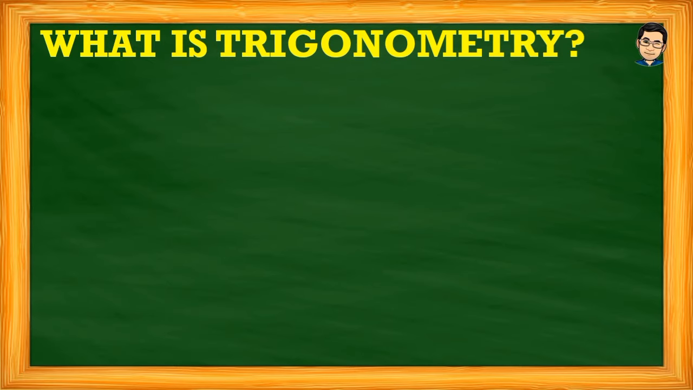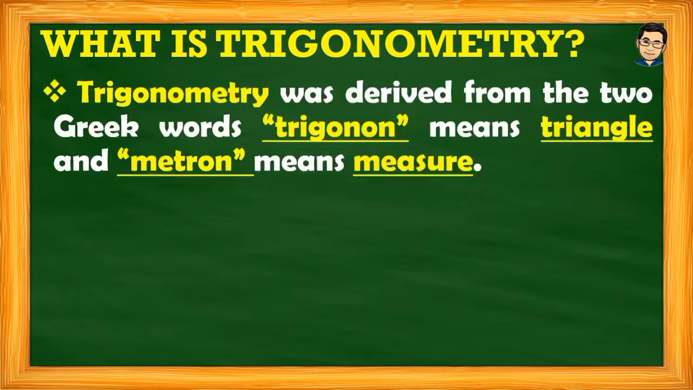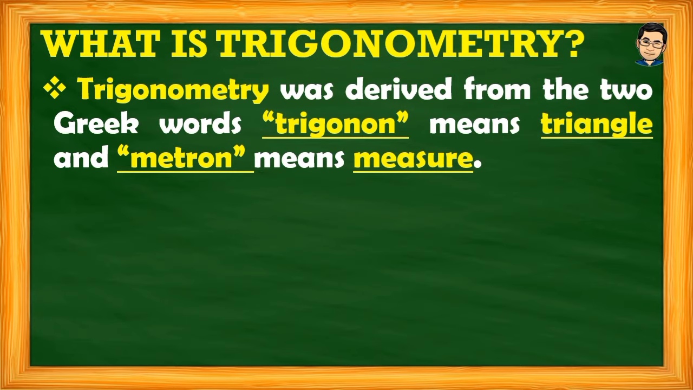Now, let us discuss what is trigonometry. So ano nga ba ang trigonometry? Ano ang pinag-aaralan sa branch ng mathematics na yan? So, trigonometry was derived from the two Greek words trigonon means triangle, and metron o metria sa ibang mga reference means measure. So, ibig sabihin, yung trigonometry, it has something to do with triangle measurement. Dun pa lang po kasi sa kanyang prefix, tri, meron na kayong clue kung anong meron sa trigonometry. Triangle is a three-sided polygon.